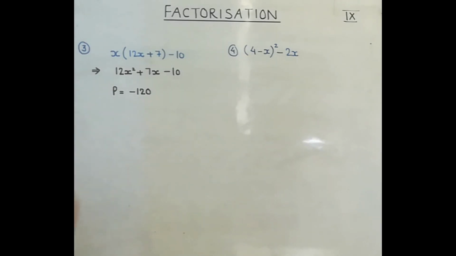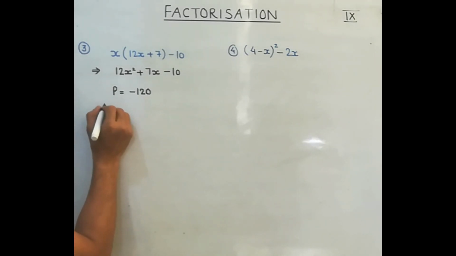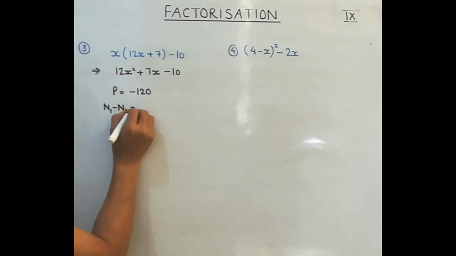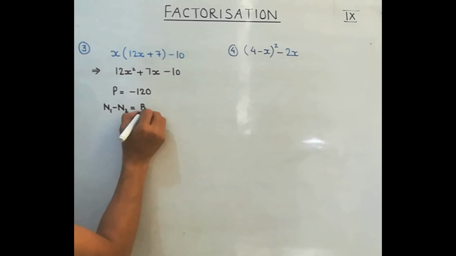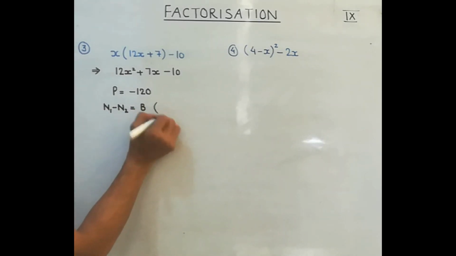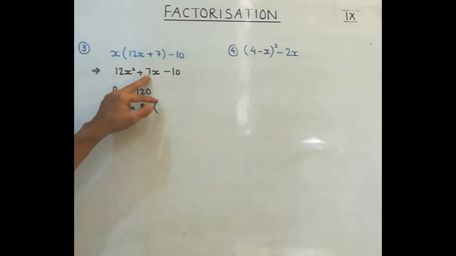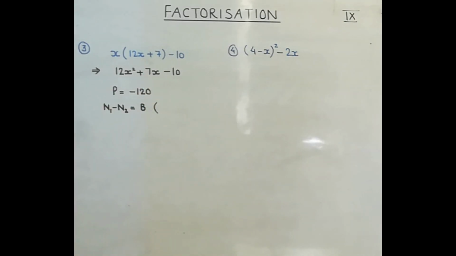So as you can see, product is negative. Whenever we get negative product, we say we require difference of the two numbers. That will make it equal to B. And B over here is 7. So you need two numbers whose product will be 120, but the difference of those two numbers will be equal to b, that is equal to 7.